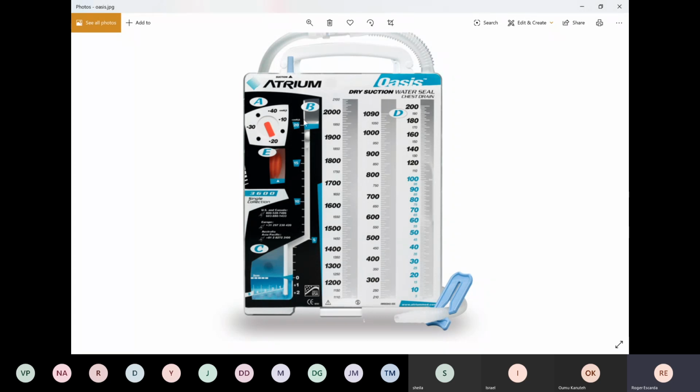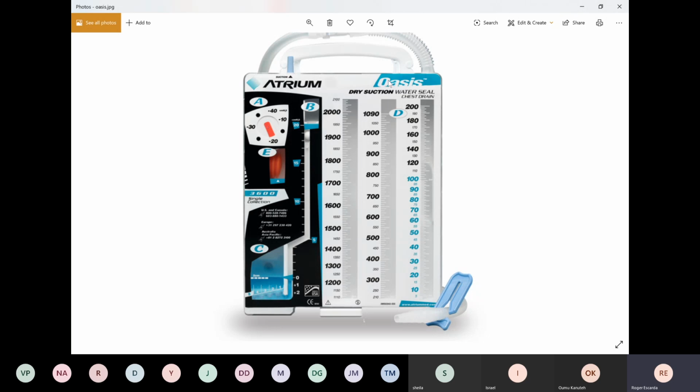35, 40. So the main difference between the wet and the dry: you saw the wet, which is capable of only 20, maybe 25 centimeters of water suction. This one is capable of up to 40. So there are two differences here. In the first place, this one is dry. Whether it's dry or wet is based on the third bottle. If the third bottle or the suction regulator is dry, like let's say this one, this is a dry setup.